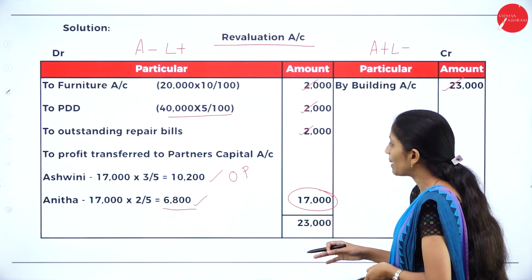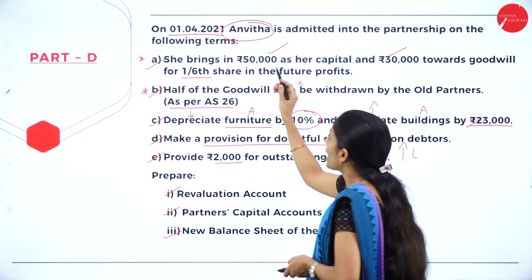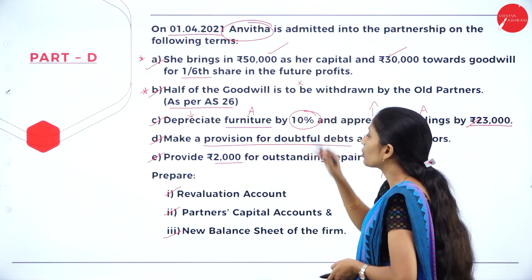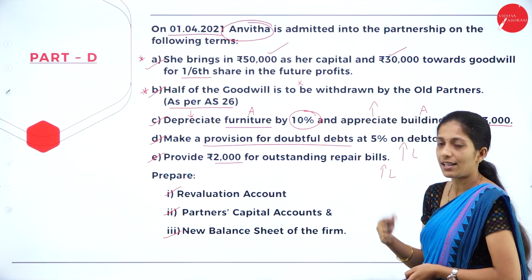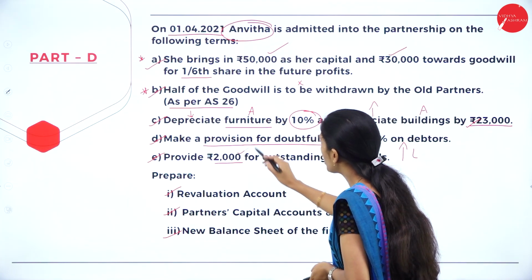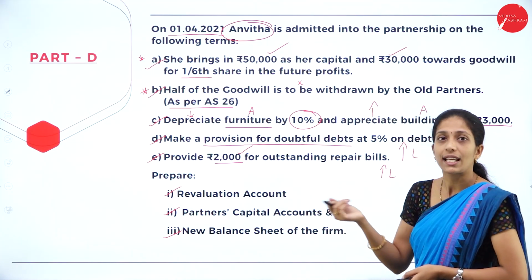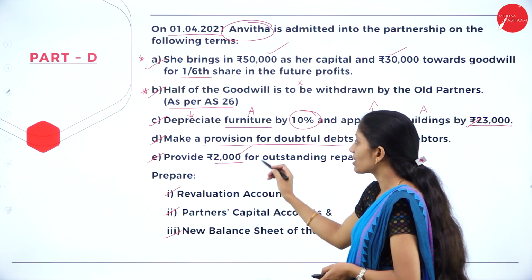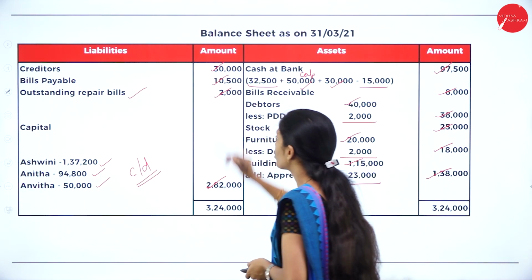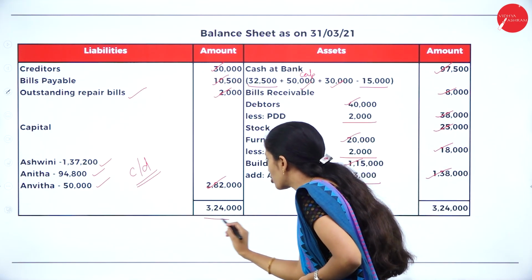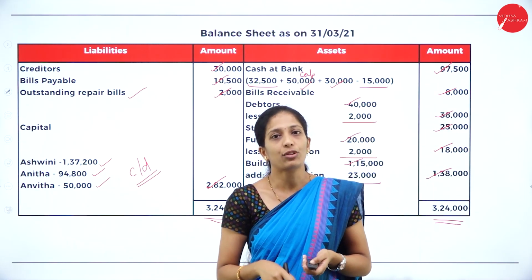Now we shall go through the adjustments, anything we have left out. All the items have to be written twice. We have taken capital and goodwill twice. Half of the goodwill withdrawn we have taken. Depreciation on furniture and appreciation we have taken. Provision for bad and doubtful debts we have taken. Next, 2,000 for outstanding repair bill. We had taken it only once, in the revaluation account. Now once we have to take it in the balance sheet, that is on the liability side because it is a liability. So how do we take? That is outstanding repair bill 2,000. Now balance both the sides and the balance should tally. Both assets and liabilities should be equal. So it will be 3,24,000.